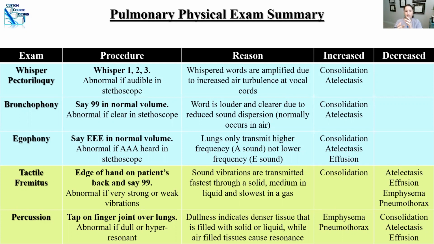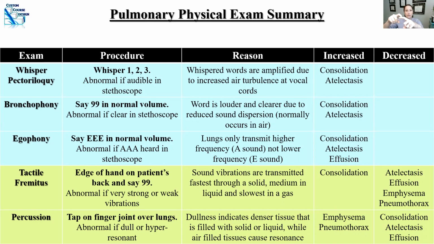What's abnormal is if you have a difference in the sound vibrations from one field to another, if they're fast or if they're slow. Remember that sound is transmitted most quickly through a solid, about medium through a liquid, and slowest in a gas. So if somebody has consolidation, which is a solid, we're going to get increased sound vibrations. If somebody has a liquid or a gas problem, so atelectasis, effusion, emphysema, pneumothorax, it's going to be a slower vibration.